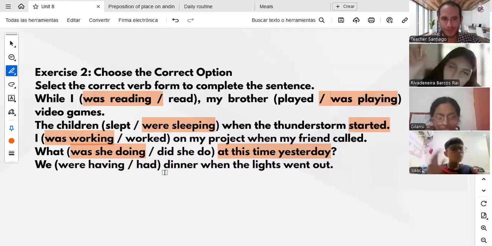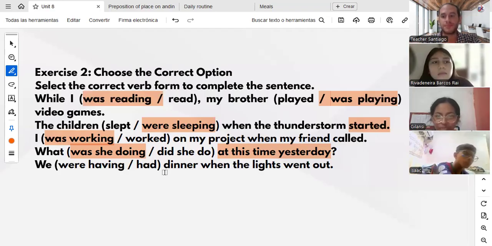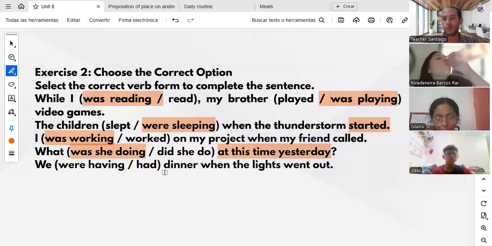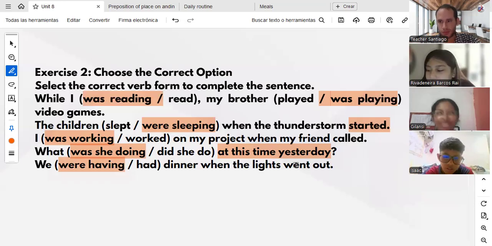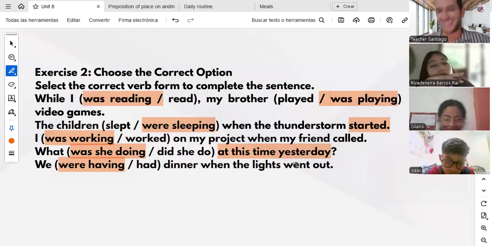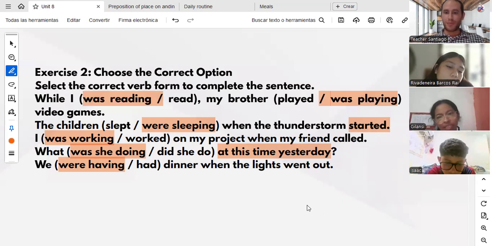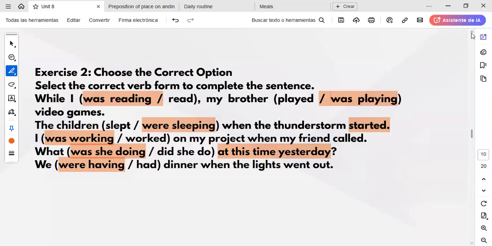We were having dinner when the lights went out. Awesome. Good job. Do you know the meaning of went out? Cuando se apaga. Yeah, that's correct. Awesome. Well done. So, guys, time is over. So, Gilansi, bear with me 5 minutes more, please.